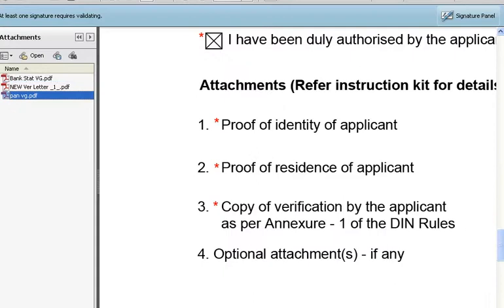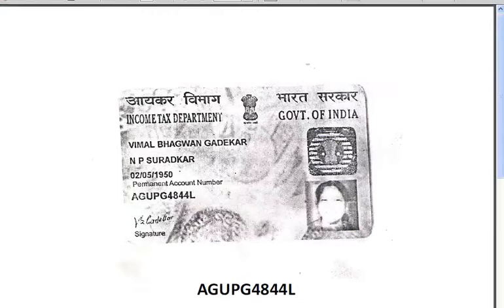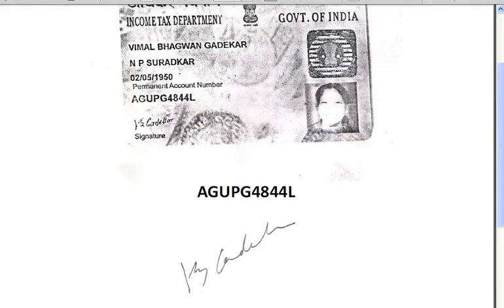And a copy of the PAN card, the Indian PAN card of the applicant, which is again signed by the applicant.